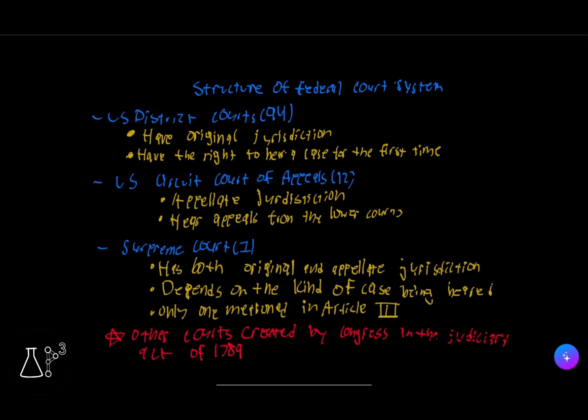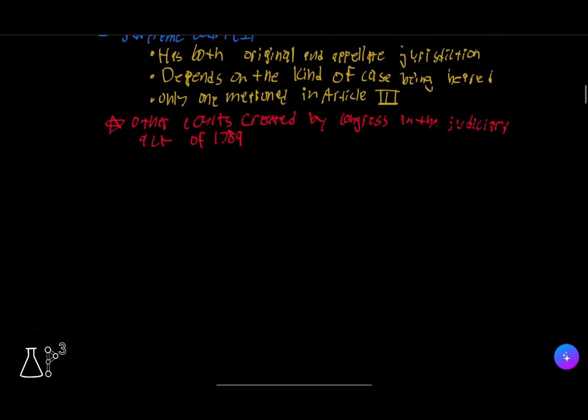And we have the Supreme Court, and we have one. It has both original and appellate jurisdiction, and it also depends on the kind of case being heard. It's only mentioned once in Article 3, which is the Supreme Court. And other courts are created by Congress in the Judiciary Act of 1789.